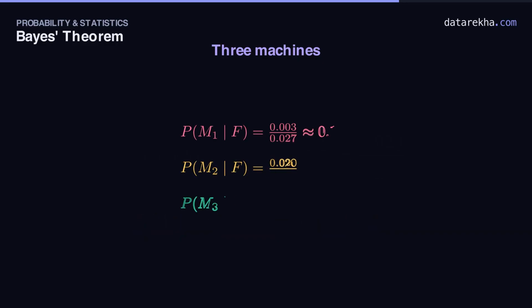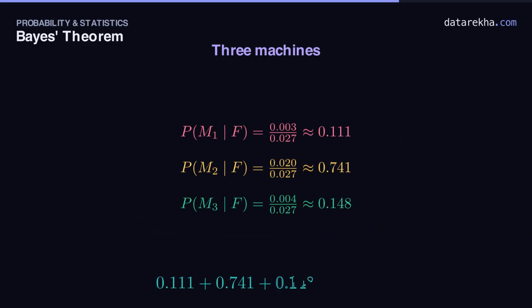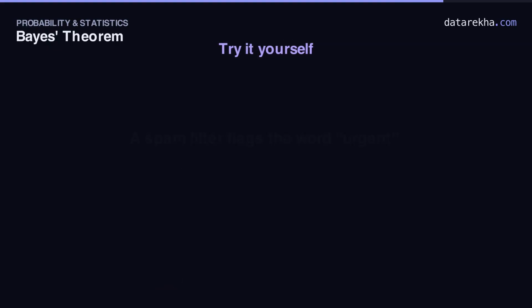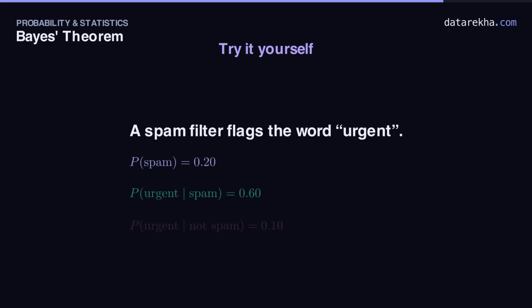One last check, always worth doing. Run the same division for the other 2 machines. The 3 posteriors account for every defective item, so they must add to 1. And they do, exactly. Your turn, and this one you can fully solve.